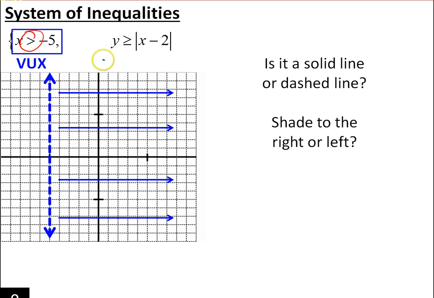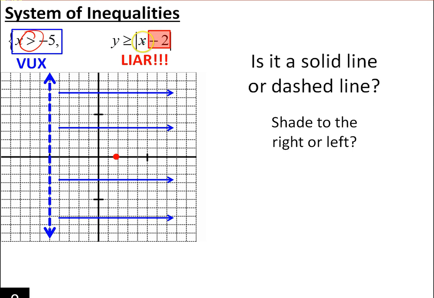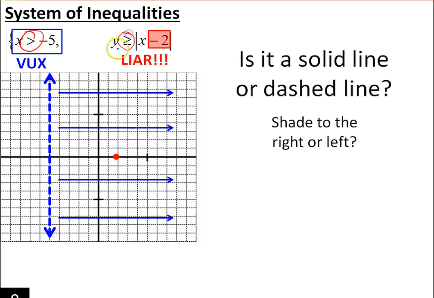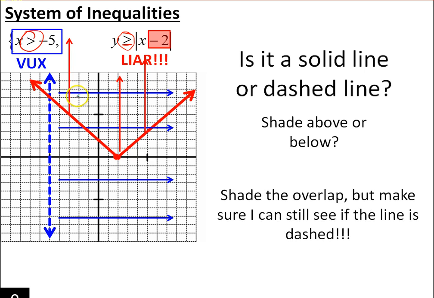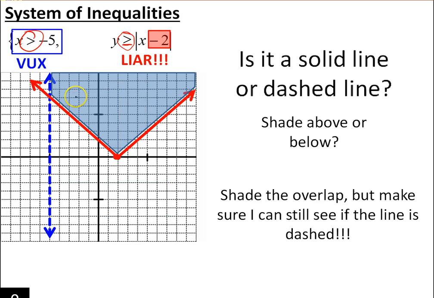And so now we're going to graph our absolute value. So we have that negative 2. But remember, whenever x and the number are touching, x is a liar. So we're actually going to graph that at positive 2. And it's going to be a solid line because it has a line underneath. And then we shade above or below. Greater than would be above. And so we're looking for the overlap. And so that's what we'd want to shade.